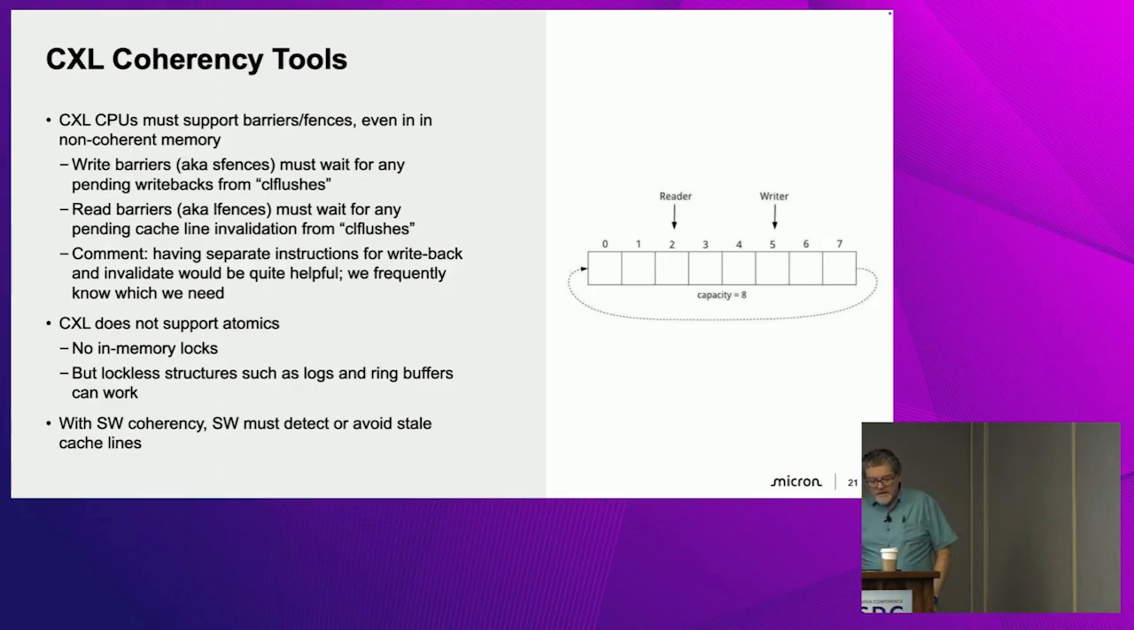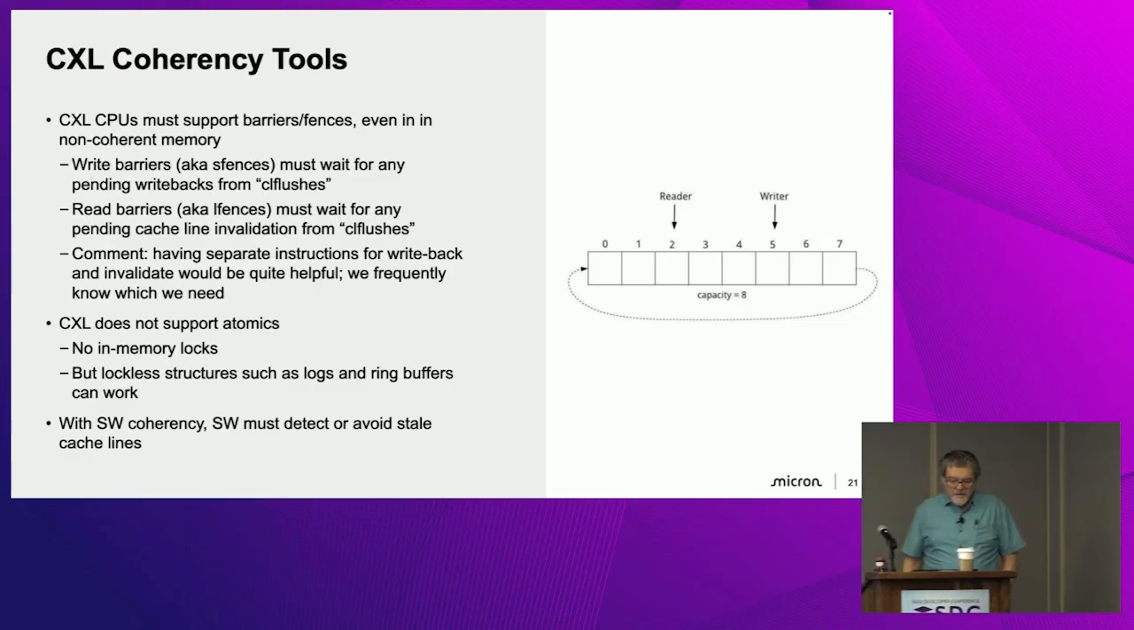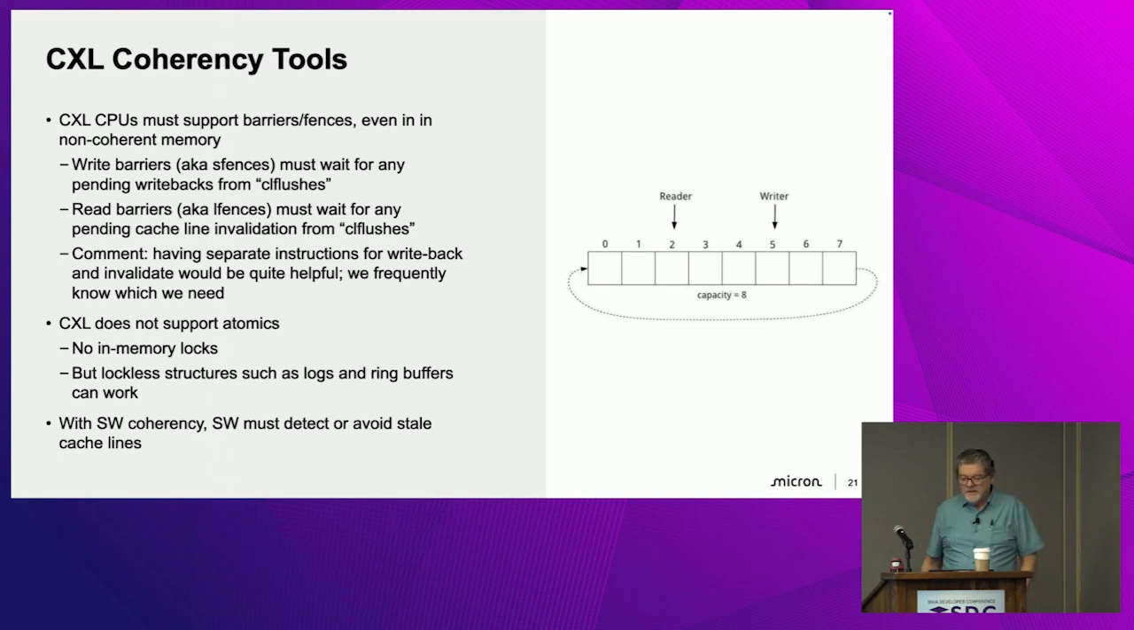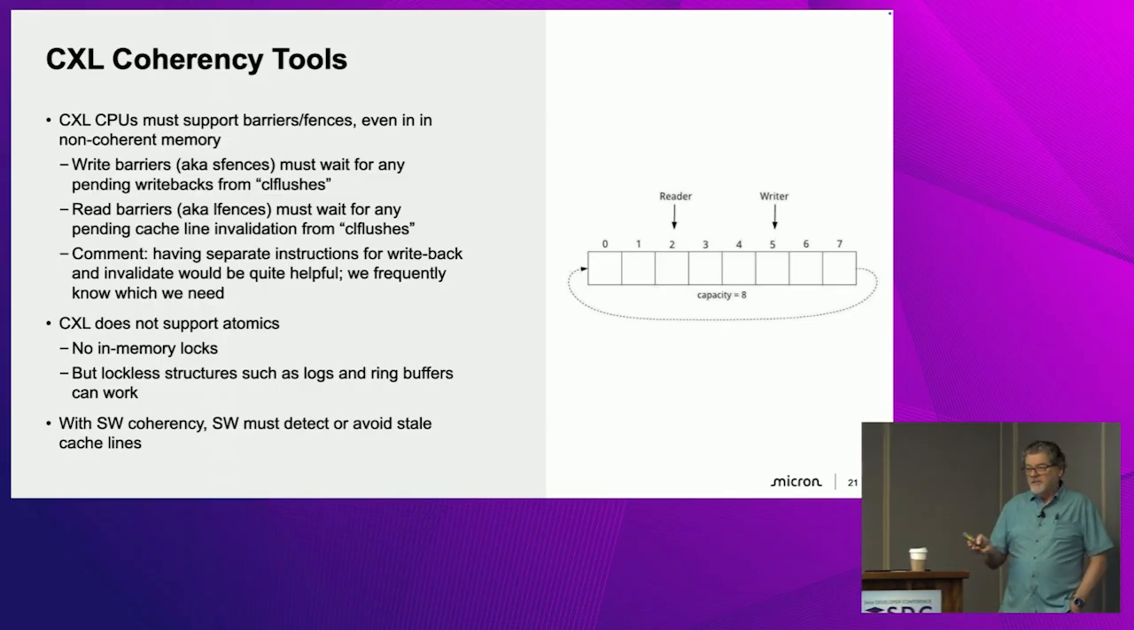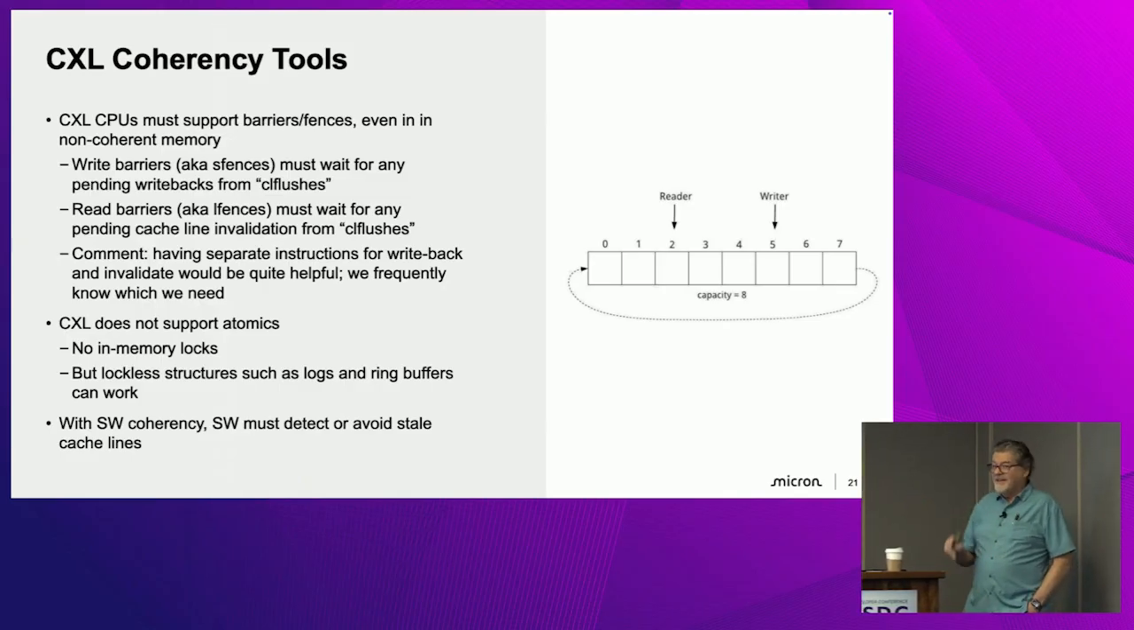So, yeah, on CXL, barriers are supported, but atomics are not. That means that, this picture is a ring buffer or producer-consumer queue. There's message slots. They're generally fixed size. And there's a reader index and a writer index, or a producer index and a consumer index. If they're equal, it's empty. And this is a lockless structure, which is important because atomics are needed for locks, in-memory locks.